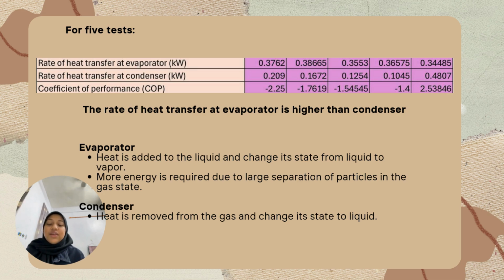It is found that the rate of heat transfer at the evaporator is higher than the condenser. This is because in the evaporator, heat is added to the liquid and changes its state from liquid to vapor. Thus, more energy is required due to the large separation of particles in a gas state. And in the condenser, heat is removed from the gas and changes its state to liquid.